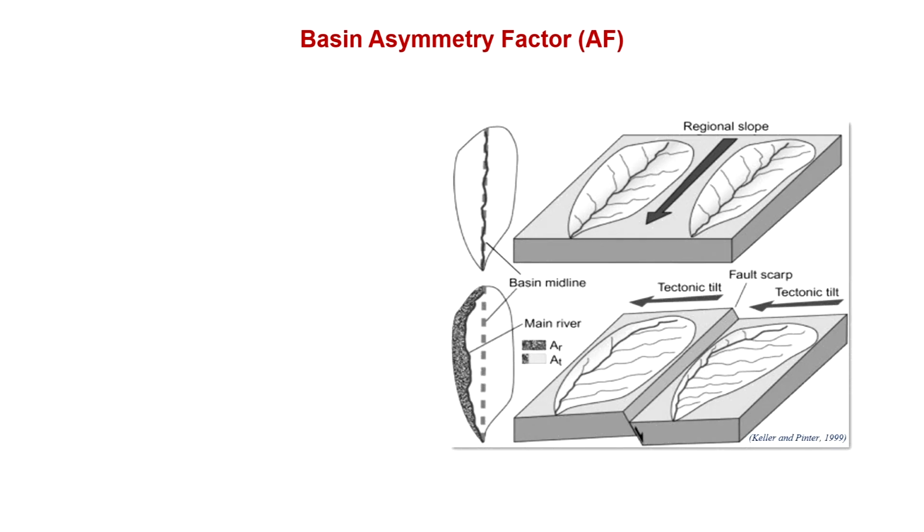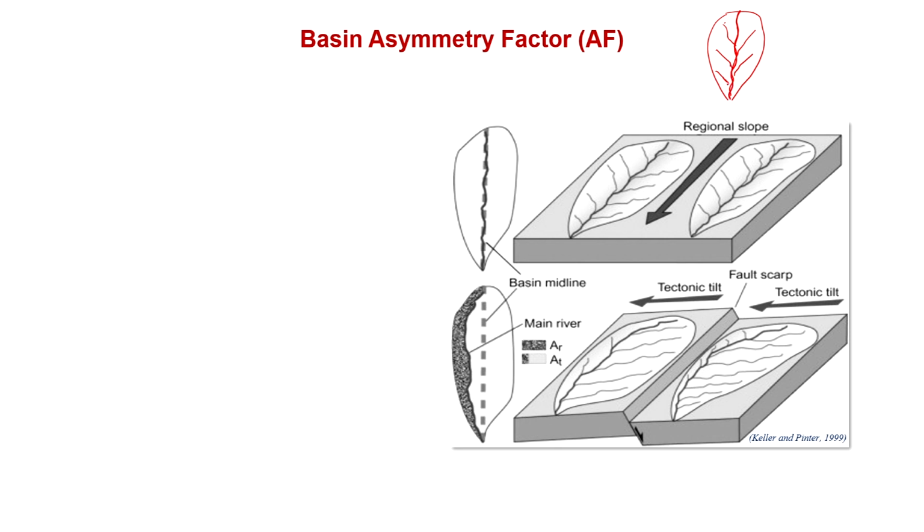Now, another parameter you can use to identify the tectonic activity is the basin asymmetry factor. Okay. Now, if we say the basin is very symmetric, then how does it look like? We can say this is my basin, and at the center I have the main trunk stream, and then the streams are flowing into it. So, this is my trunk stream which is flowing in the center here.